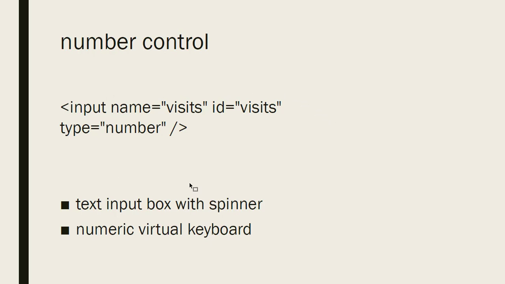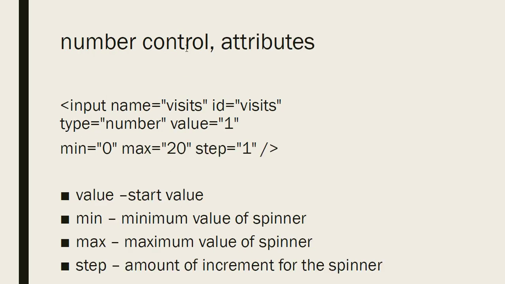So we added a number control, and that's an input element where the type is number. And that gave us a text box, but the text box had a spinner, right? Arrows that you could click up or down. And in the virtual keyboard, it'll use the numeric virtual keyboard for this type.